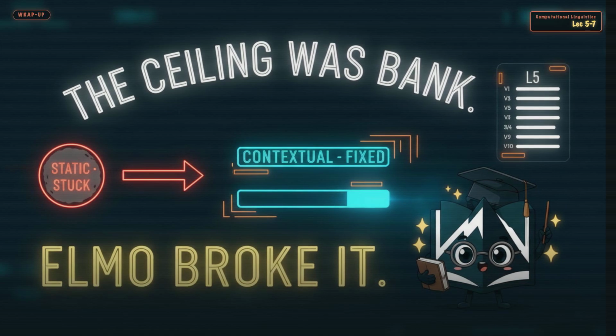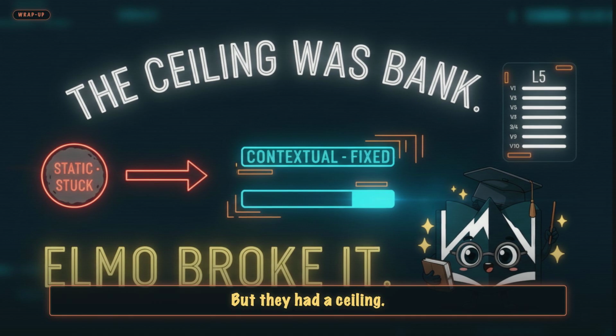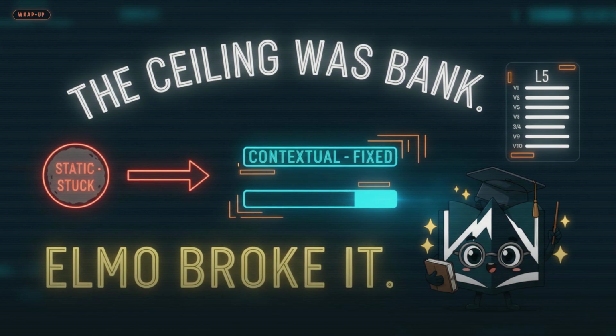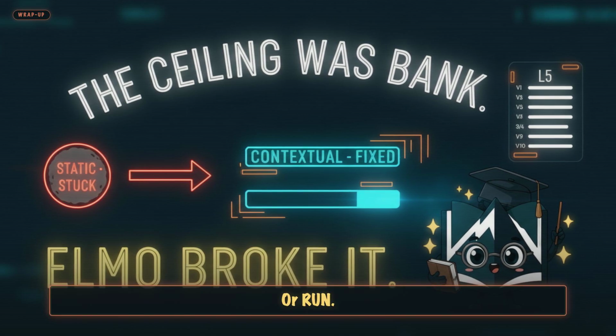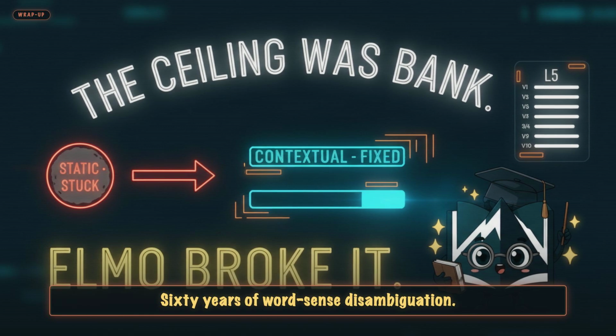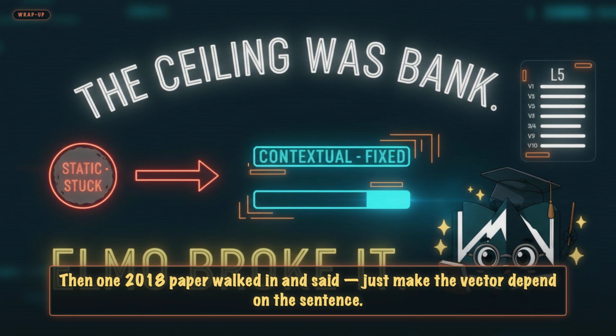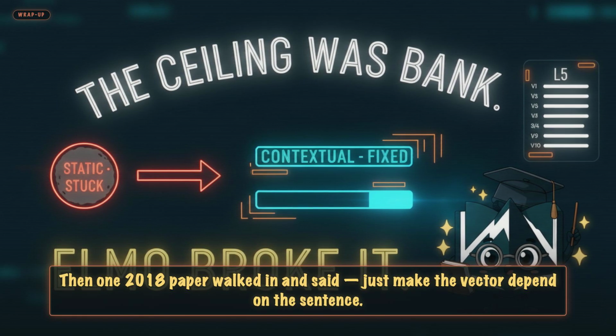Back to the puzzle. Static embeddings were amazing for what they were, but they had a ceiling, and the ceiling was called bank, or run, or set. Every polysemous word in the language. 60 years of word sense disambiguation. Then one 2018 paper walked in and said, just make the vector depend on the sentence.